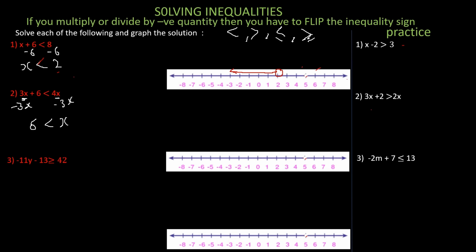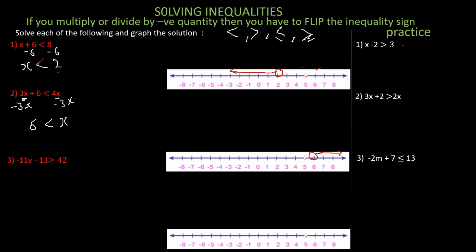It's represented on the number line where 6 is. We have to make an open circle, not a closed circle. Open circle. Then x is greater than 6, so you have to go to the right. Then make an arrow, which means that x is greater than 6.